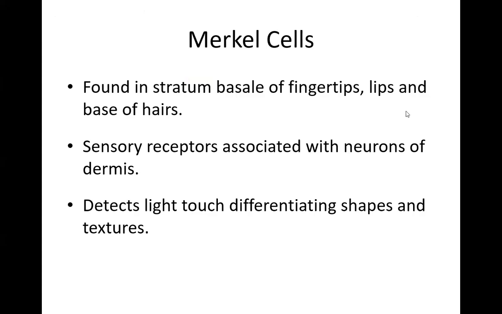They are sensory receptors associated with neurons of the dermis. They detect light touch, differentiating shapes and textures. That's how you know this is a really pointy end. Sometimes in a neurological examination, we tell the patient to close their eyes, and then we touch them with a cotton piece and with a small pin and ask, what did I touch you with? And they can say, you have touched me with a pin, or you have touched me with a piece of cotton. That means their Merkel cells are working.